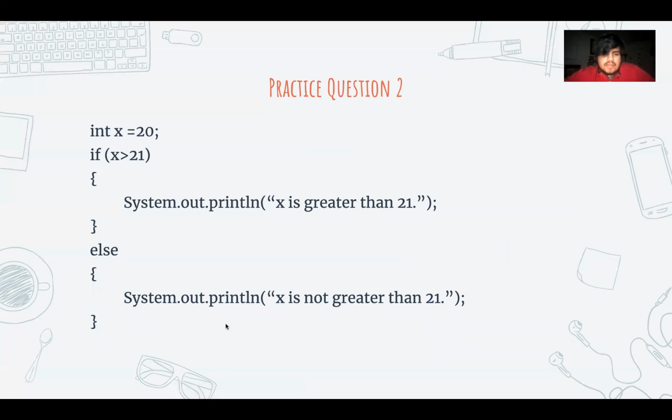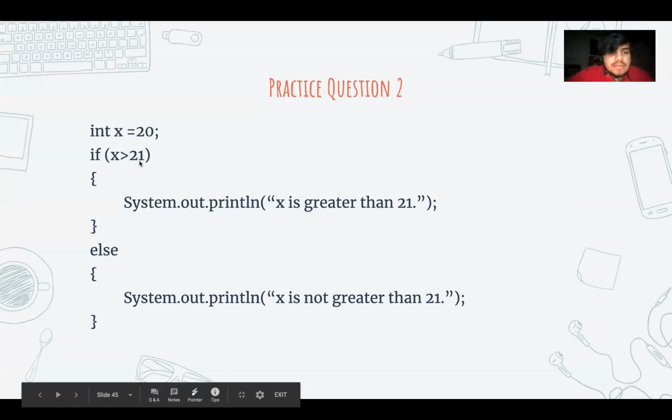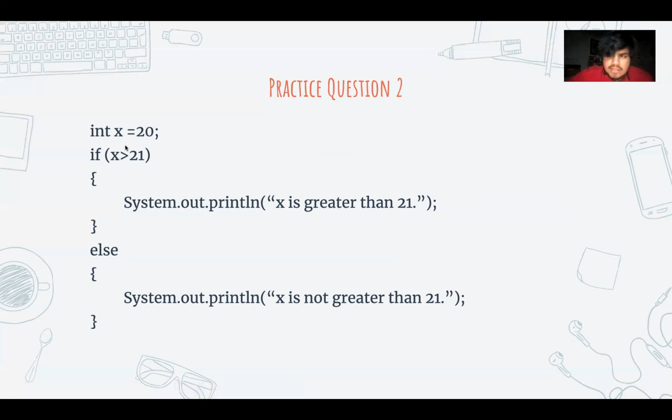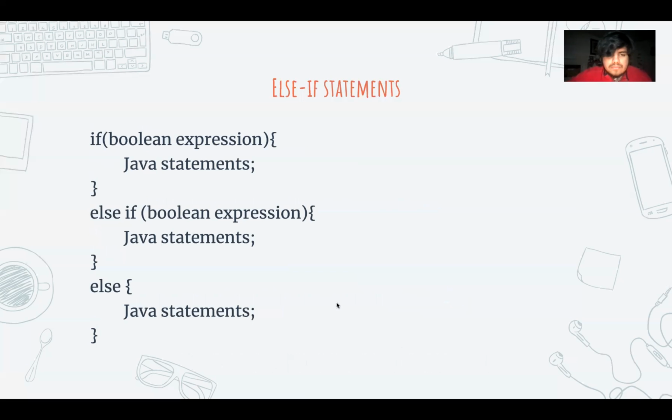So if you have a question like this, how can we determine the answer? Integer x is equal to 20. Is x greater than 21? Is 20 greater than 21? No, that's a false statement. So since it's a false statement, it goes to the else statement, and the else statement has its own println statement that it executes. It says x is not greater than 21. So x is not greater than 21.